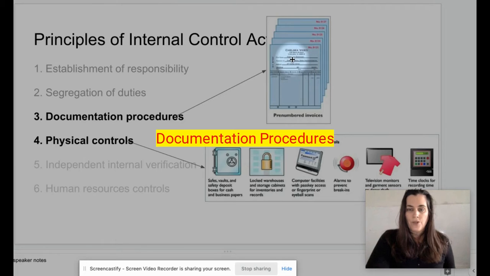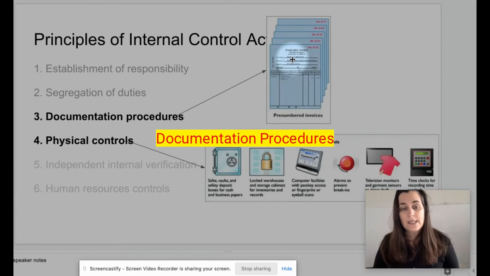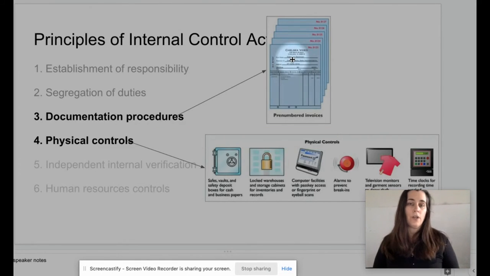Okay, documentation procedure. At a cash register, the receipt is a documentation procedure. We are documenting that a certain number of products were purchased by that customer, payment was made, maybe some change was given, depending on whether credit card or cash was used, and the store has documentation of the products, the date, the time, and the type of payment.